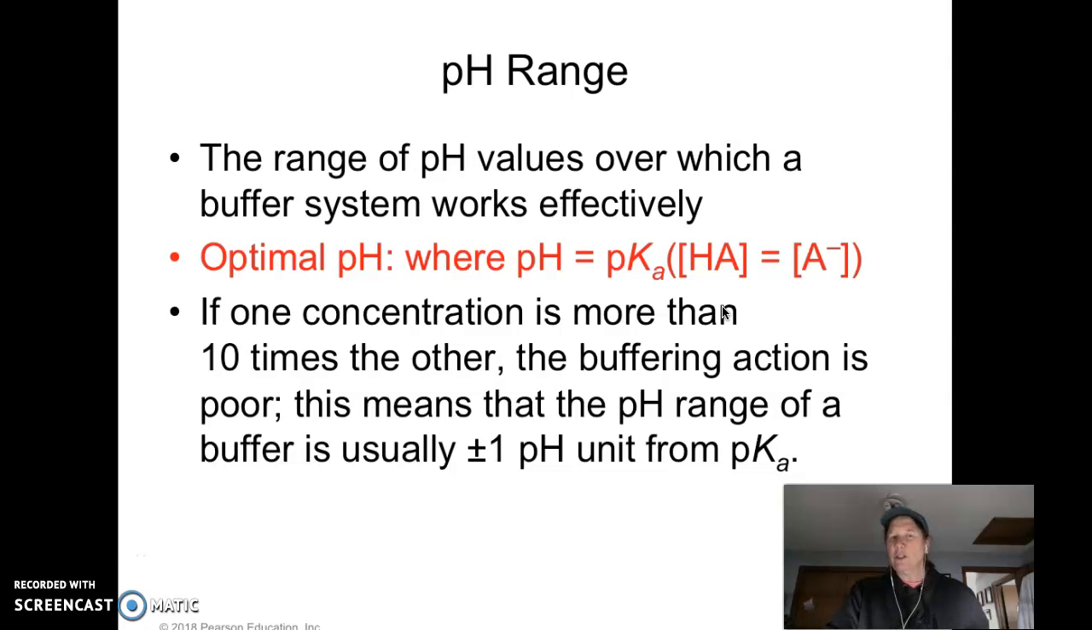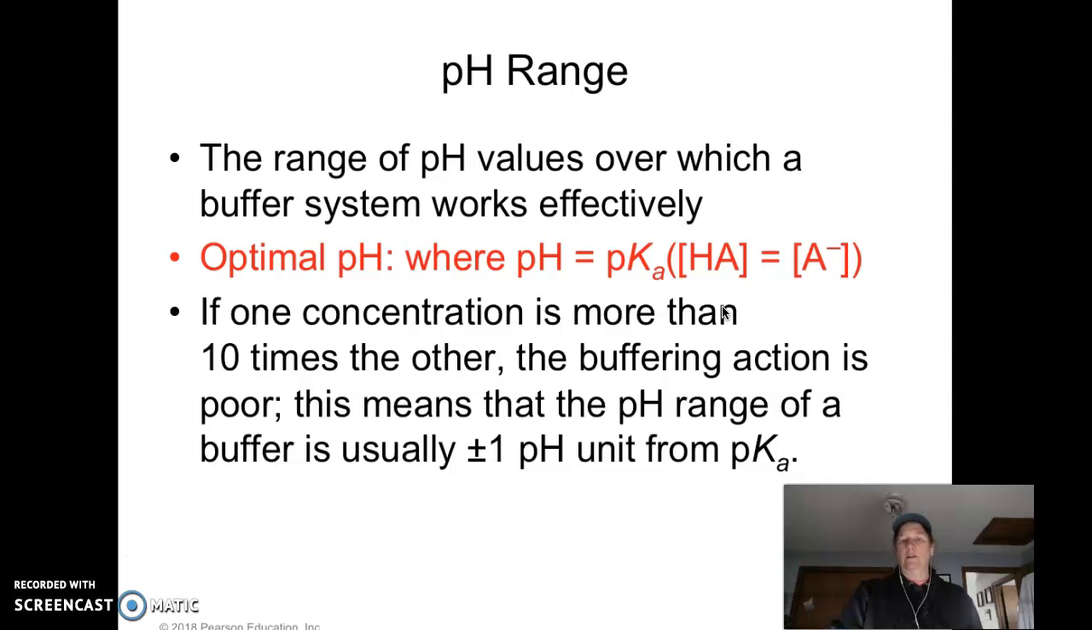If one concentration is more than 10 times the other, the buffering action is going to be poor. So if you have a 1 molar versus a 0.1 molar, the 0.1 is not going to do very well. So if you have an acid that's 0.1, you want your buffer to be close to 0.1. Okay, then it works better.